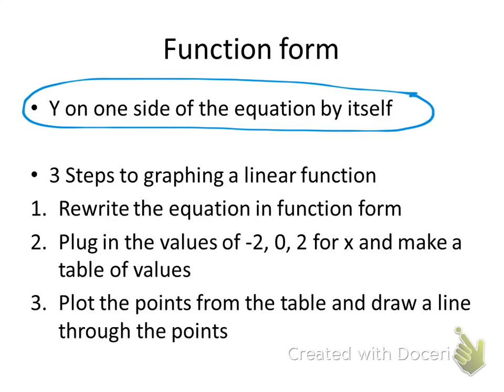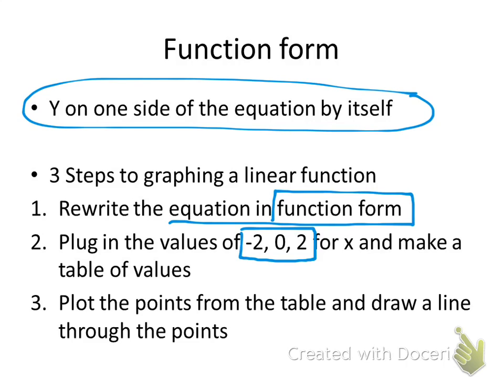First of all, most important, rewrite the equation in function form, which means y by itself. Then once I get y by itself, I've got my equation all settled. I'm going to plug in the values of negative 2, 0, and 2. These are always the values that I want you to use. Different math teachers like to use different values. I like to do 1 negative number, 0, and 1 positive number. So make sure that you use negative 2, 0, and 2. That way everybody's answers will be the same. Everybody's line should be the same. If you use other numbers, it will not be right.